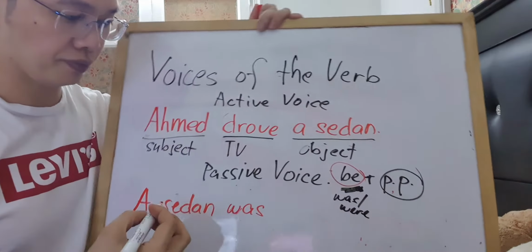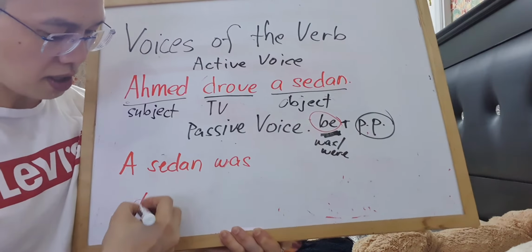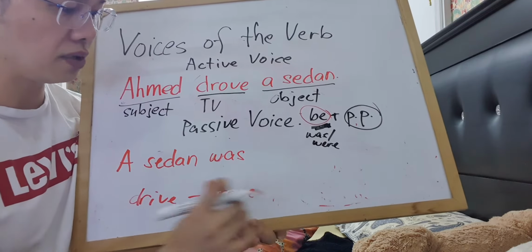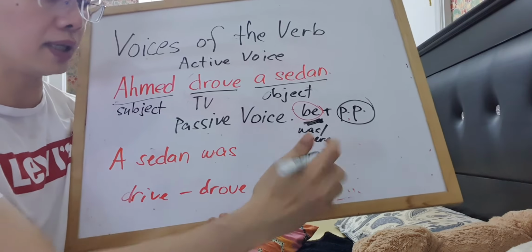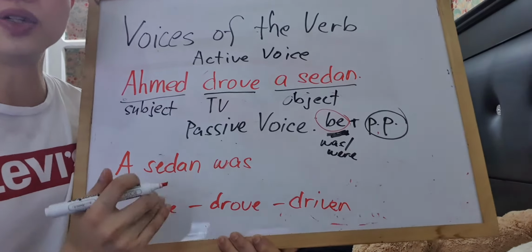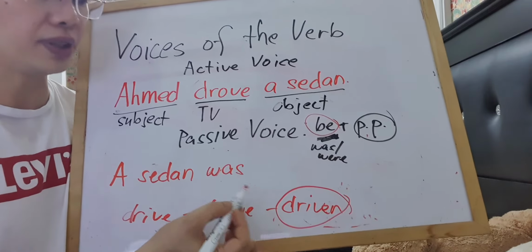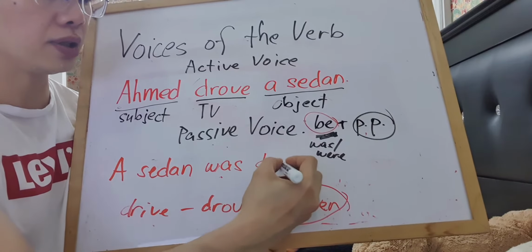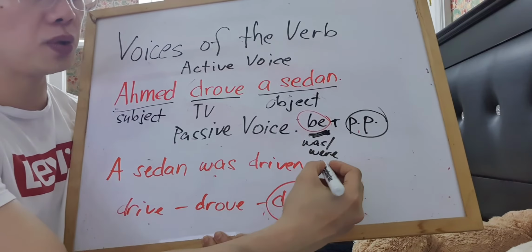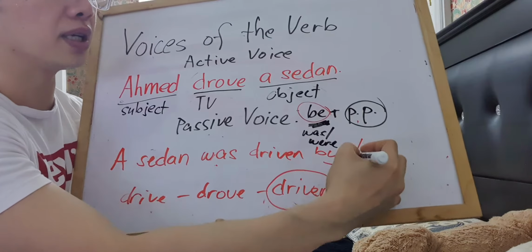Right? So do I need to write the conjugation? Okay, let me. So you have drive, drove. When you conjugate the verbs, you only need the base form, the past form, and the past participle form, driven. Drive, drove, driven. This is the only thing you need after the be verb was. So you have driven. A sedan was driven, and then you will have the by phrase after. In here it's Ahmed, then you just write Ahmed.